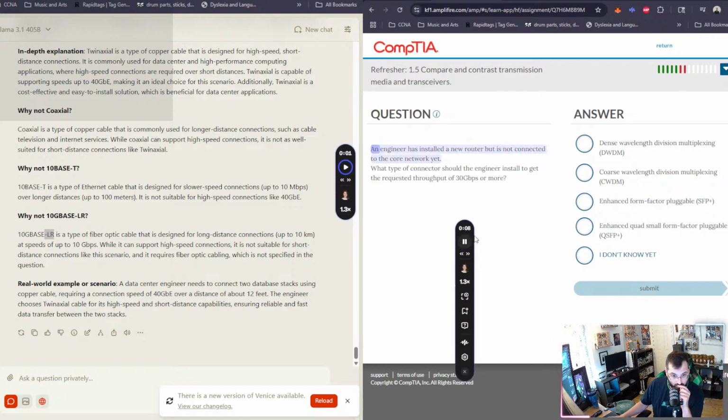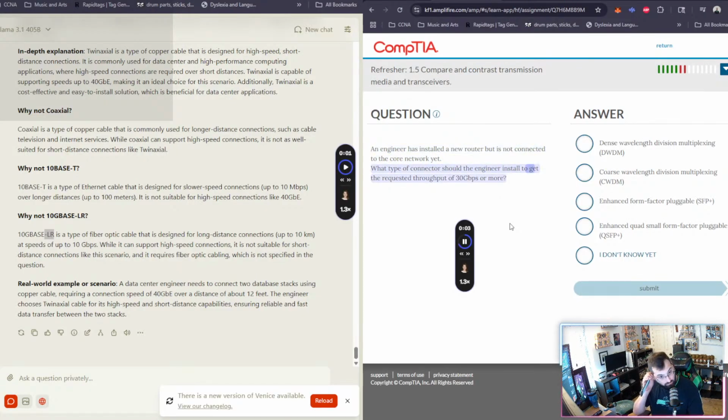Okay. An engineer has installed a new router but is not connected to the core network yet. What type of connector should the engineer install to get the requested throughput of 30 Gbps or more?